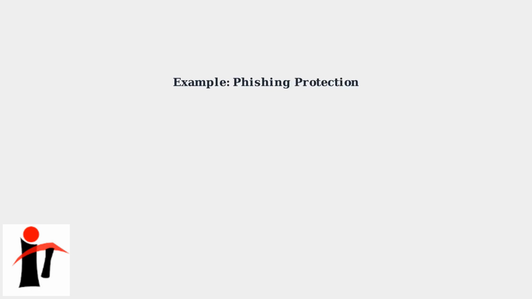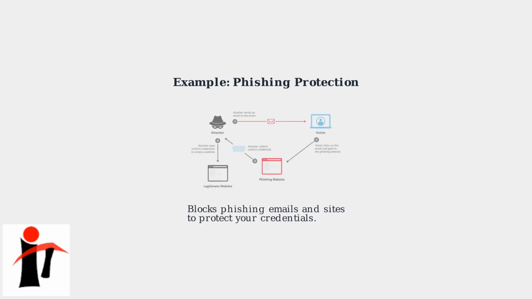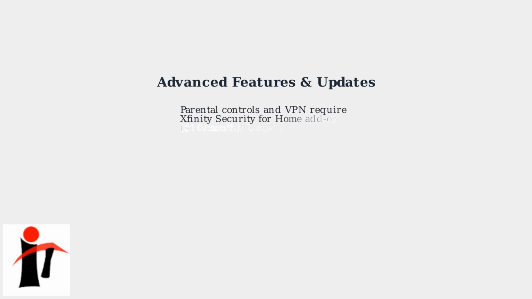For example, the system can block phishing attacks where attackers try to steal your credentials through fake emails or websites. While basic threat protection is enabled by default for Rogers Ignite subscribers, advanced features like parental controls and VPN require the Xfinity Security for Home add-on at $10 per month.